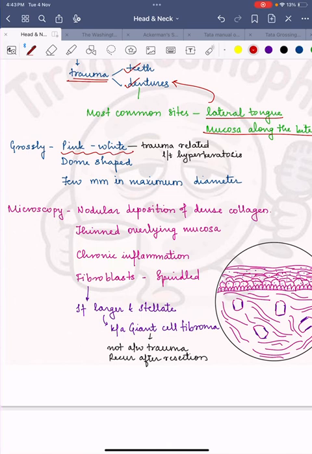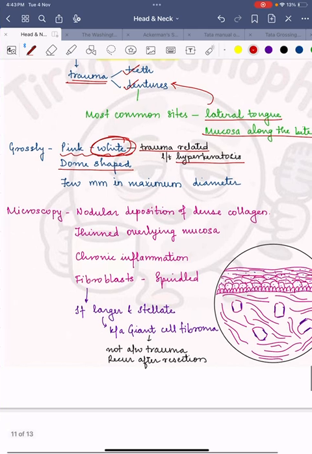We will see the clinical differentials later. It is white in cases where it is trauma related and results in hyperkeratosis. In that case, it will appear as white. These are dome shaped and they are a few mm in maximum diameter.